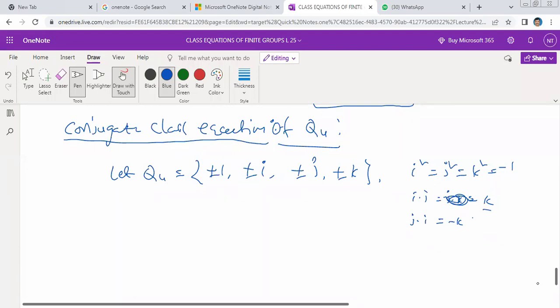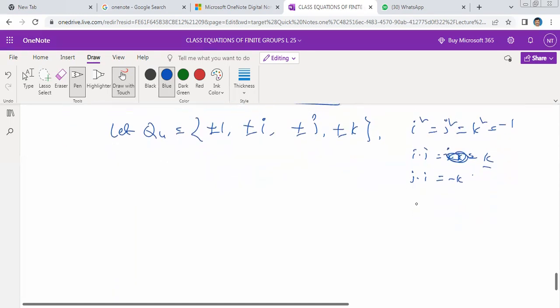Next, J dot K is equal to I, and K dot J is equal to minus I. If they are in cyclic order, I, J, K: I dot J is equal to K, J dot K is equal to I, K dot I is equal to J. In case it is not cyclic order, like I dot K, it is minus J. Okay, clear?